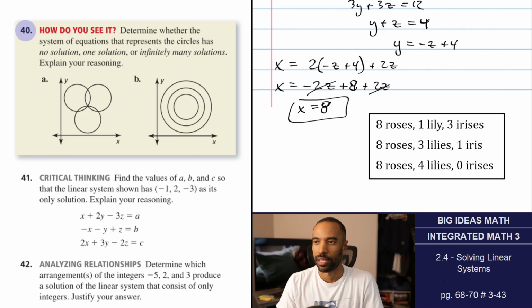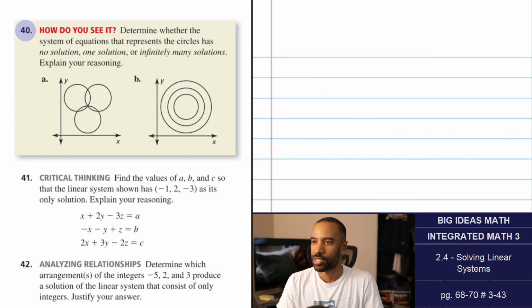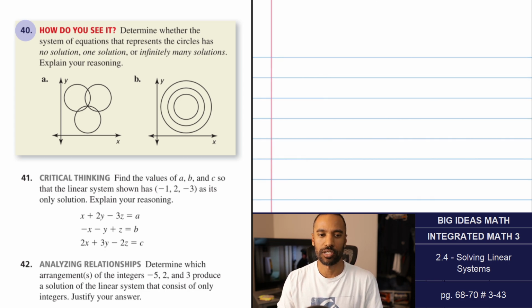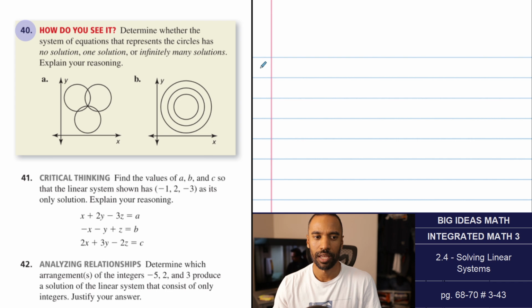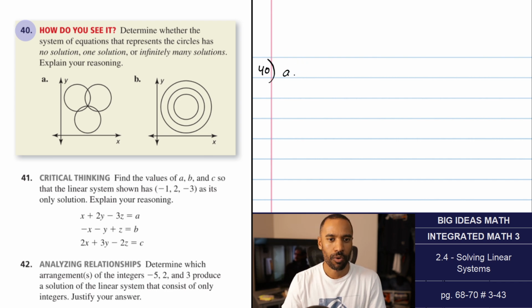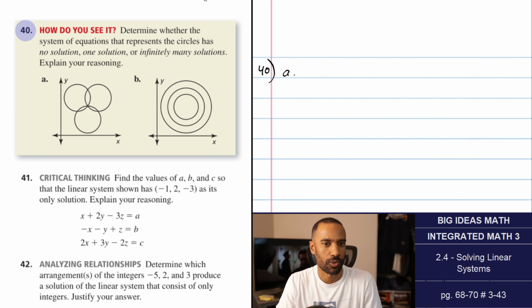Okay, number 40. How do you see it? Determine whether the system of equations that represents the circles has no solution, one solution, or infinitely many solutions. Explain your reasoning. Well, part A, what you want to have are not concentric circles. You want to have a point of concurrency among all 3 circles. See, these circles may connect here, but the third one doesn't. These 2 circles may intersect here, but the third one doesn't. So it's none of those. It's about that middle one where all 3 intersect, and they all intersect at one point, which is right there.